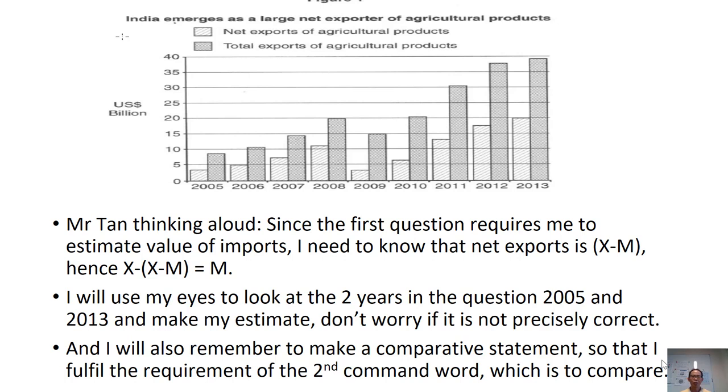And finally, note that the very first question has two command words, estimate and compare. So I will also remember to make a comparative statement between 2005 and 2013, whether it is higher, is it lower, things like that. So that would be the thoughts that are going through my head when I'm looking at figure 1 after I've already read the questions.